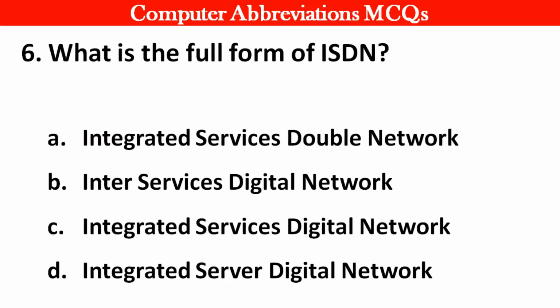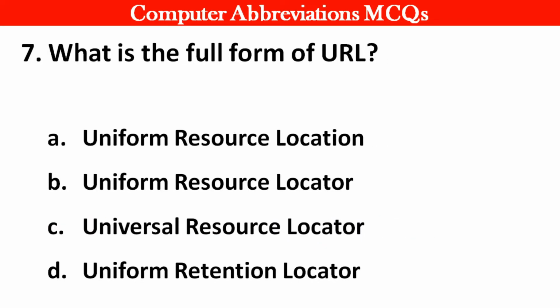Next question. What is the full form of ISDN? Right answer is option C, Integrated Services Digital Network. Next question. What is the full form of URL? Right answer is option B, Uniform Resource Locator.